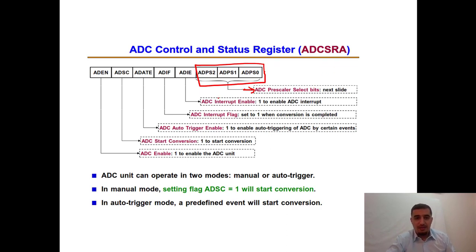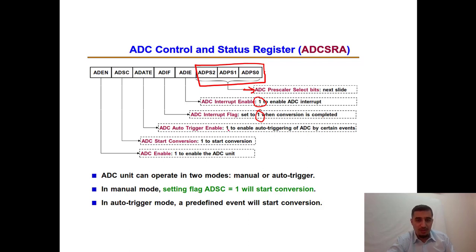This is the ADC interrupt enable, to enable the interrupt. This is the interrupt flag. This bit is to enable the interrupt, and this is the interrupt flag. So this is set to 1 to enable the interrupt, and the flag is set to 1 when the conversion is complete.